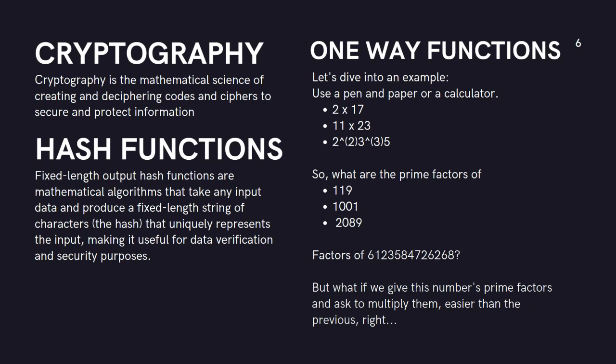But what if I give you prime factors and ask you to multiply them? Getting a 100-digit number, is it easier or difficult? It is relatively easier compared to finding out the prime factors. Multiplying prime factors and finding a large number is easier than breaking down a large number and finding all of its prime factors.